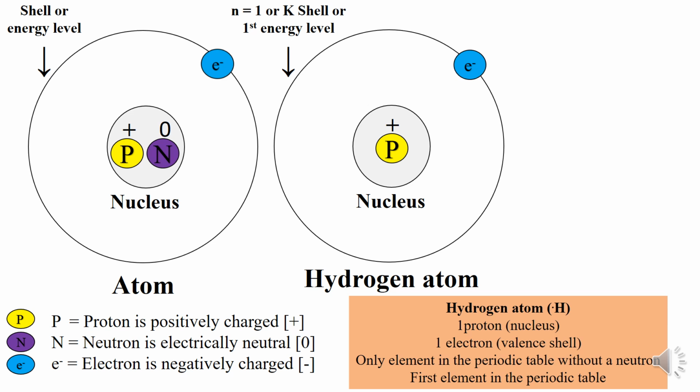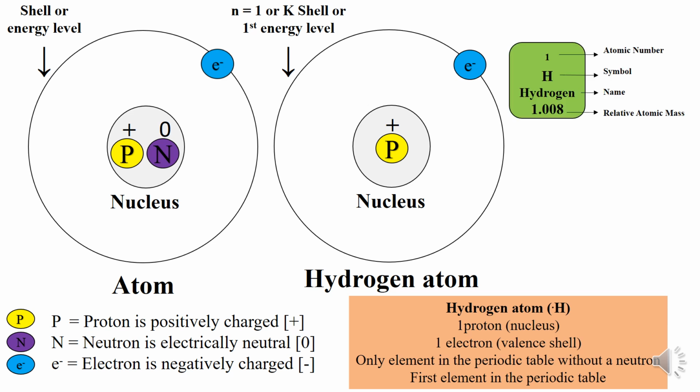Now here are some important highlighting facts about the hydrogen atom. The hydrogen atom has one proton in its nucleus with one electron orbiting around the nucleus in the outermost valence shell, that is the first energy level or the valence shell. Hydrogen atom is the first element in the periodic table and is the only element in the periodic table without a neutron. These are some of the important highlighting features of hydrogen atom.